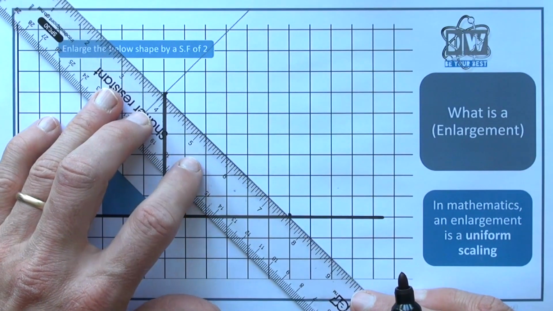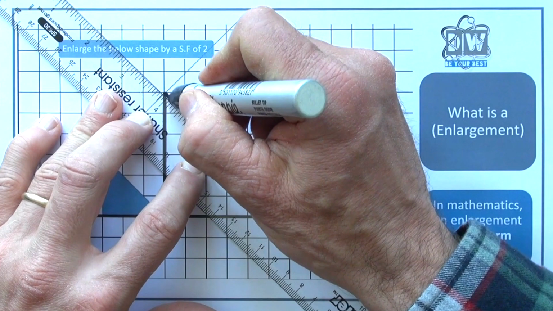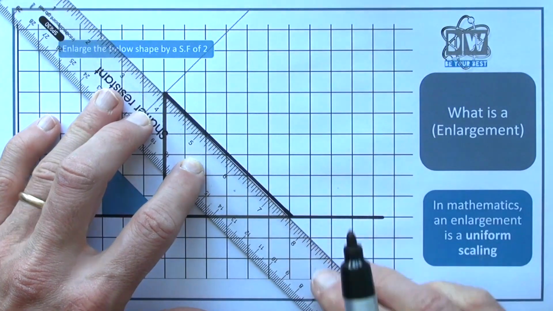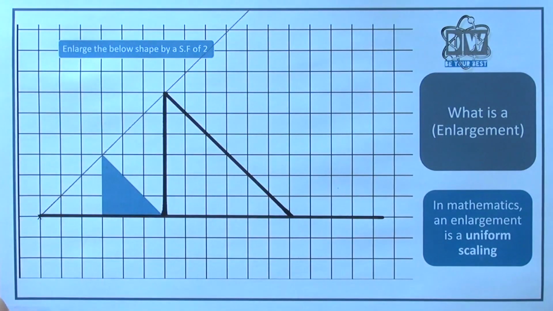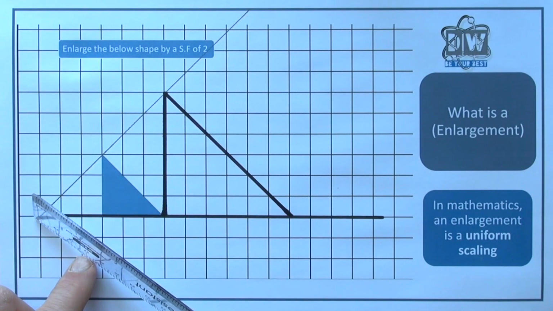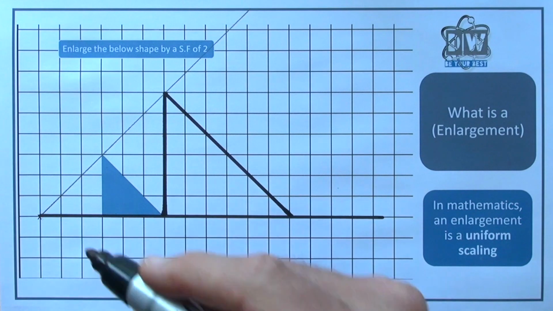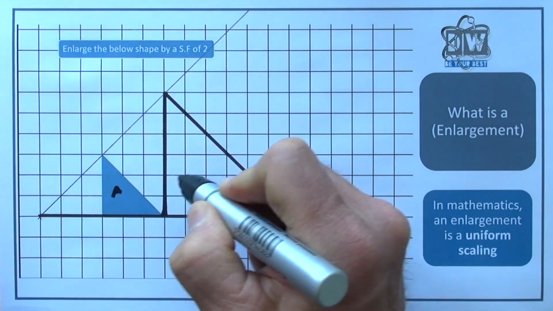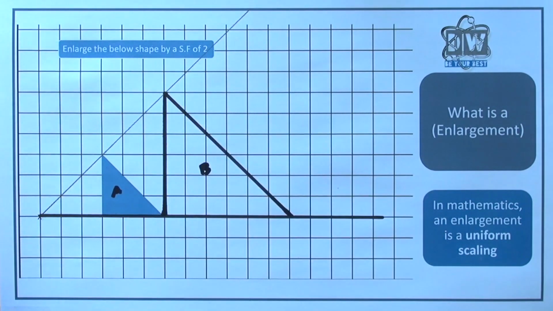But hopefully you can understand that and you can clearly see it when you look at the camera there. So I've enlarged my shape, my original shape, by a scale factor of 2 from a central point of enlargement. Normally they might say label your new shape B. Make sure you label your new shape B also. And it will always ask you, or it should always ask you, to leave your construction lines. So make sure you do that also.